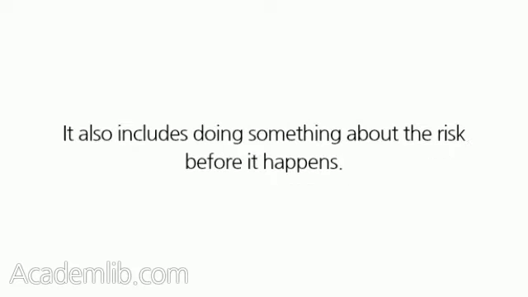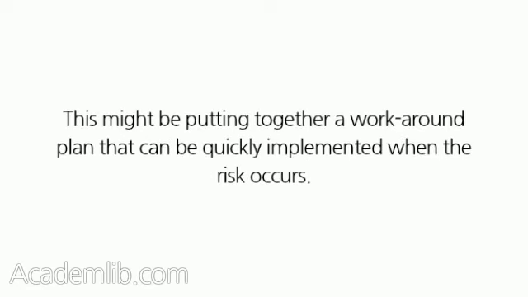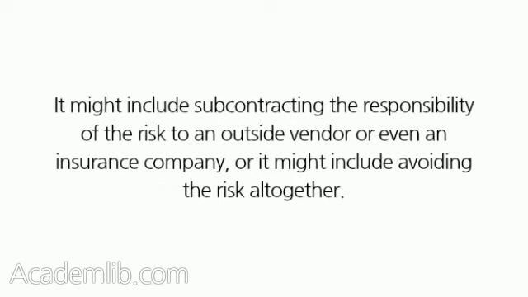It also includes doing something about the risk before it happens. This might be putting together a workaround plan that can be quickly implemented when the risk occurs. It might include subcontracting the responsibility of the risk to an outside vendor or even an insurance company, or it might include avoiding the risk altogether.